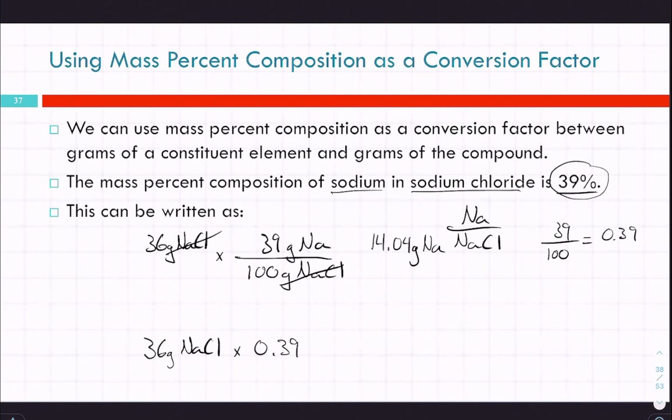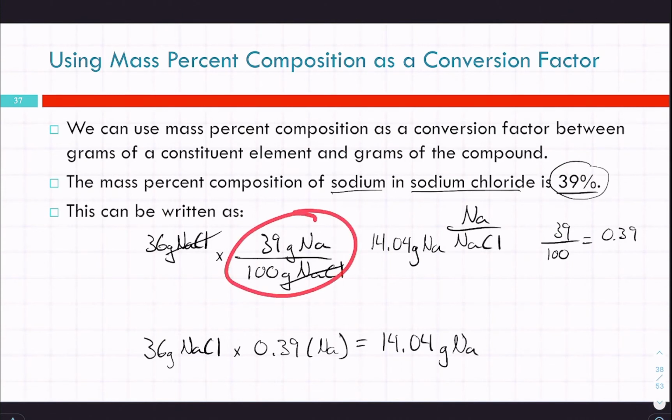This is why I say it's easier to convert it into grams of sodium per grams of sodium chloride, because this is unitless. There's technically no units here, but this is representing the amount, or the proportion, of sodium. And if we do 36 times 0.39, you get the exact same thing, 14.04, and this would be grams of sodium, because we started with grams of sodium chloride.